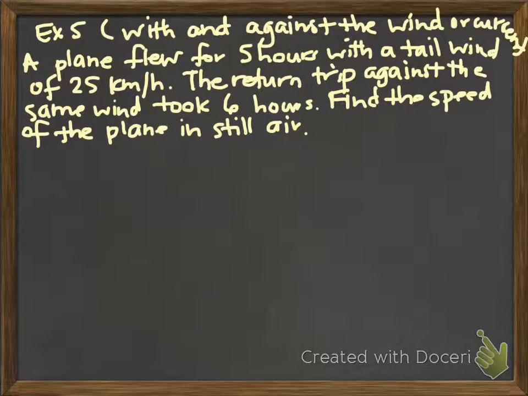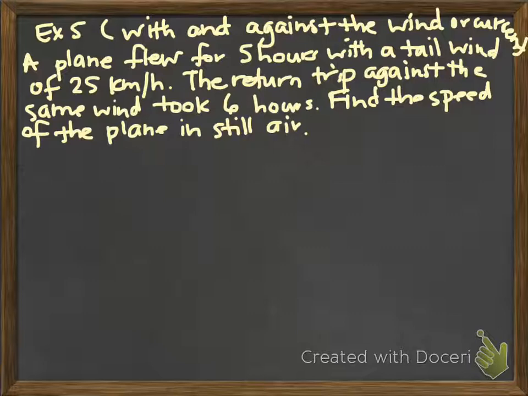Okay, example 5 is one with and against the wind. And sometimes you'll also see it with and against the current, like a boat. So a plane flew for 5 hours with a tailwind of 25 kilometers an hour. So that means the wind is helping push the plane. The return trip against the same wind took 6 hours, so it took longer because it's going against the wind. Find the speed of the plane in still air.